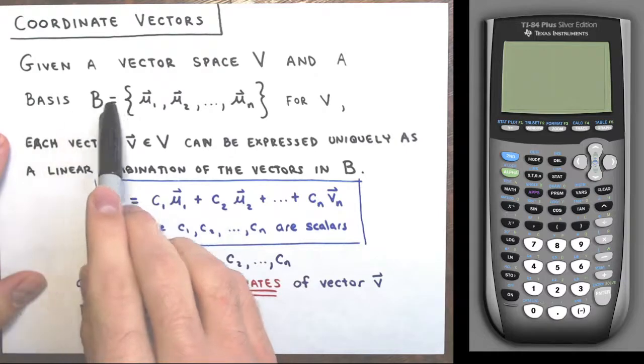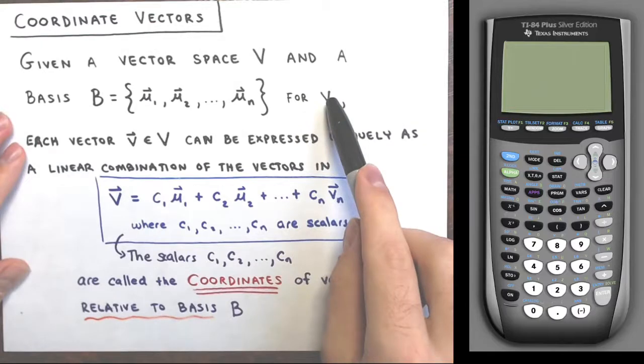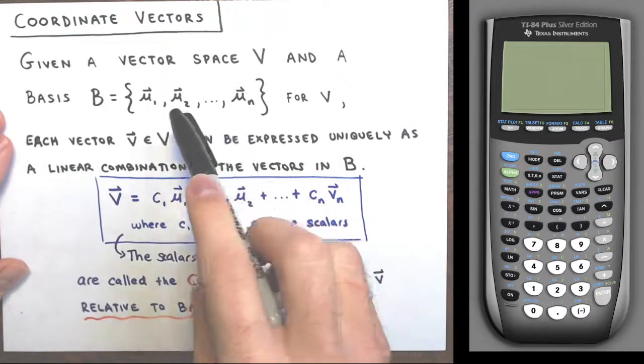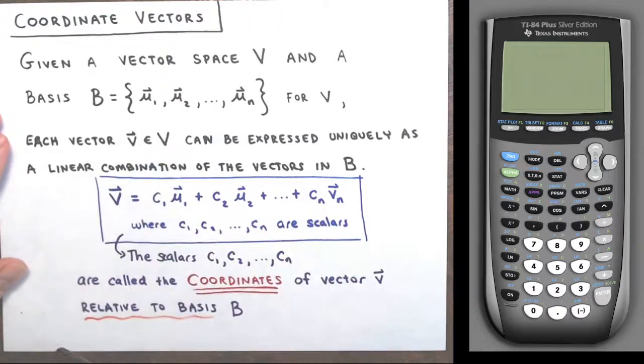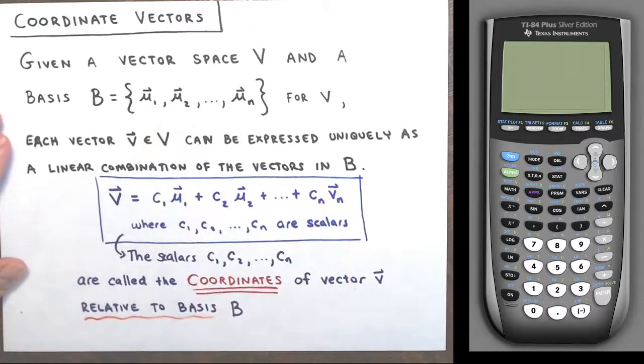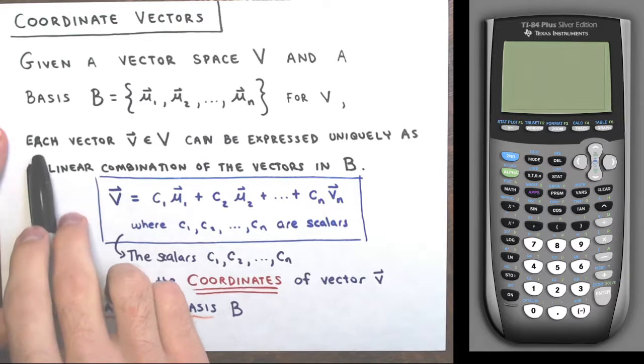Now remember what it means real quickly for a set of vectors to be a basis for a vector space. It means that it spans the vector space, right? So every vector in V should be able to be written as a linear combination of these vectors in the basis. And these basis vectors are linearly independent.